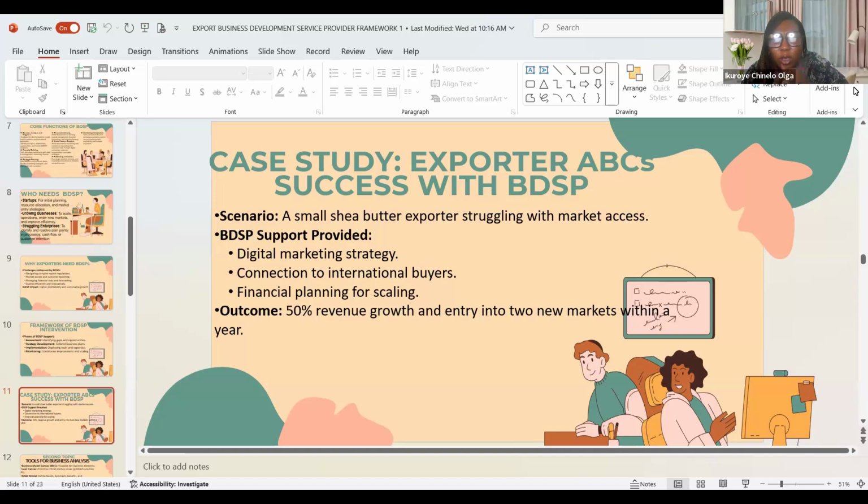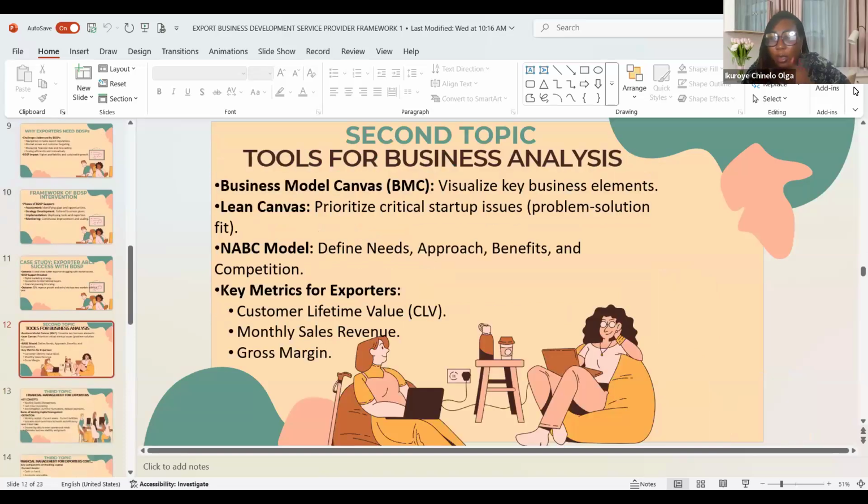The BDSP has come in and turned this into a digital marketing strategy. It has connected them to not just one international buyer, but two international buyers. And then it has helped with their financial planning. So the outcome is 50% revenue growth, and it has also added two international markets within a year. So you see how important it is for BDSPs to come into your businesses.